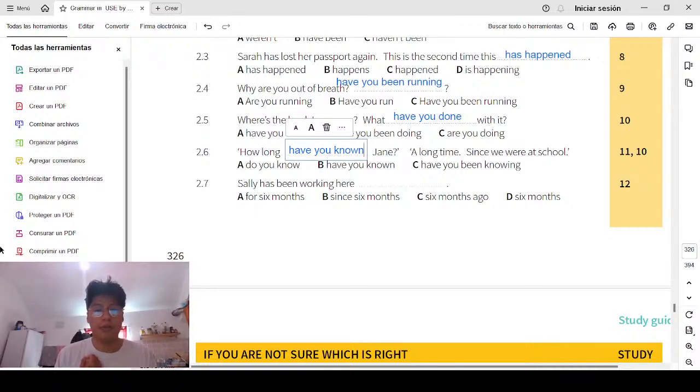For example, when you know something, it's like you know something. It's not like you are still knowing. In this case, how long have you known Jane? A long time, since we were at school. Check it out, this is a long period of time, right? That's why I say how long have you known Jane and not have you been knowing, because you know that person from school, for a long time, right?